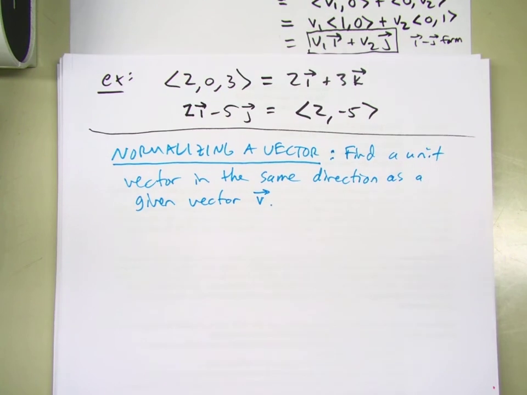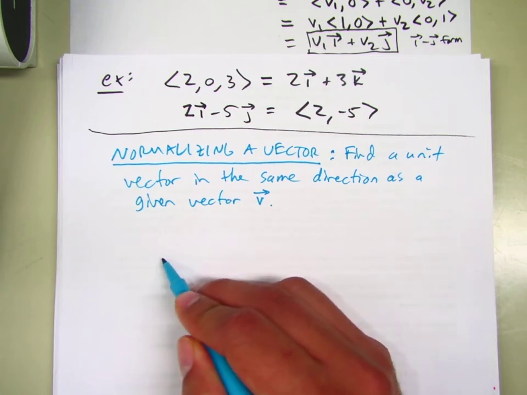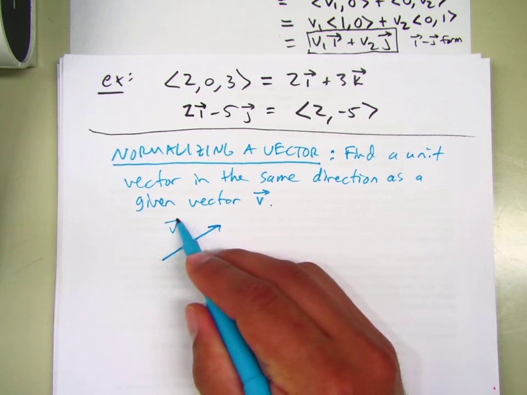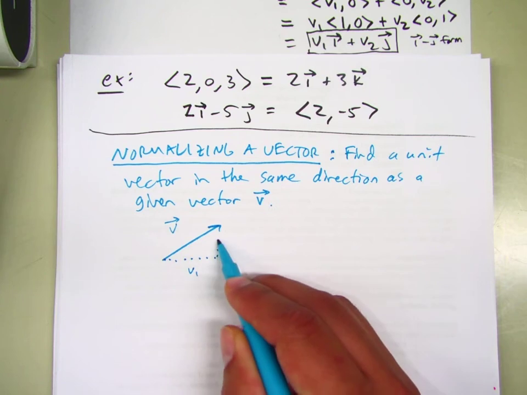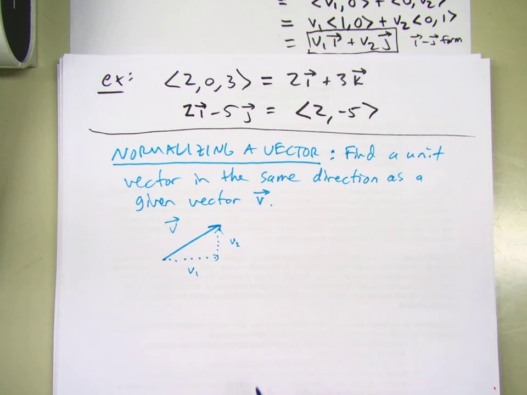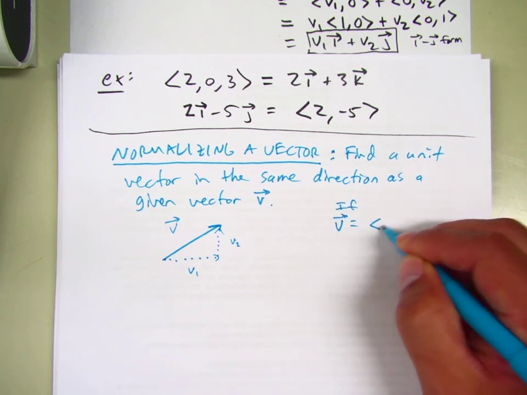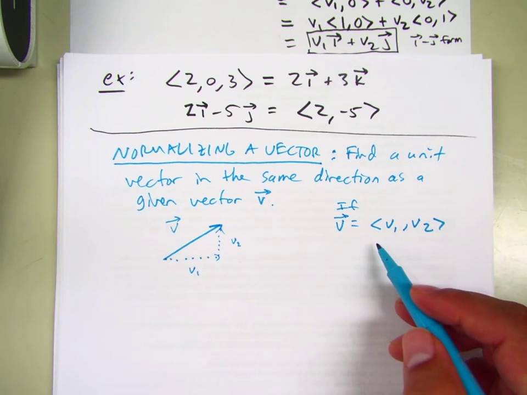Okay? So again, the concept here, pretty simple. So let's say v looks something like this, and it has components v1 and v2. Okay? So if v equals v1, v2, how do we make this vector have a length of 1?